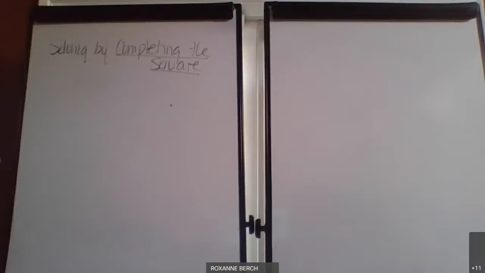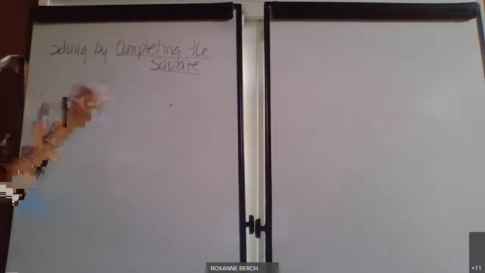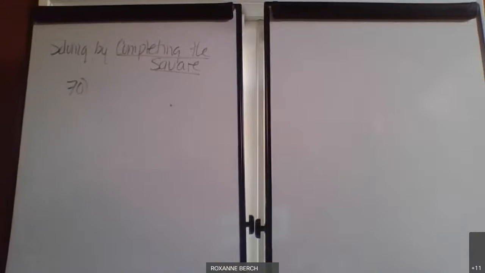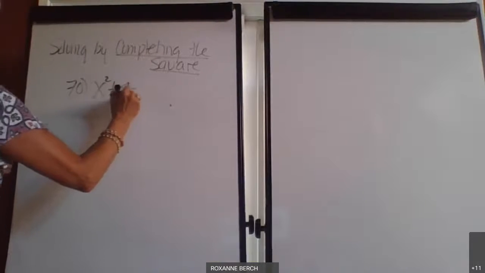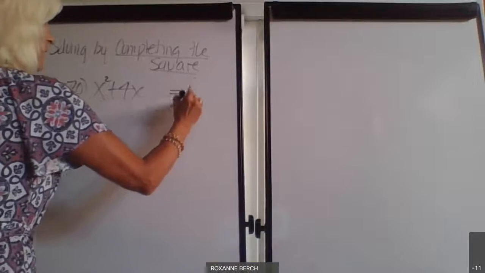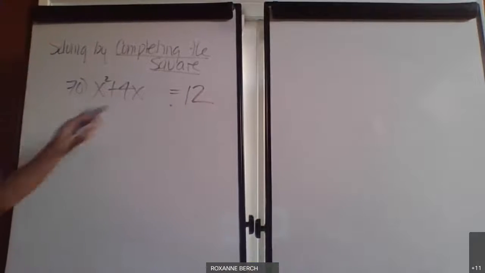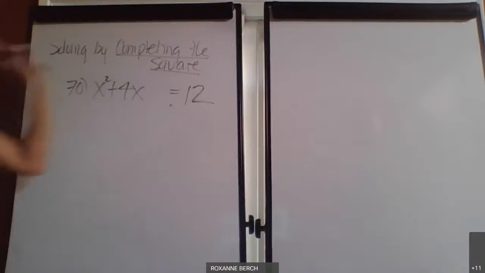Okay, let's see here. I kind of changed 68. Let's do 70. So they already moved that guy. He's not a perfect square, so it's good that he's sitting over there already.